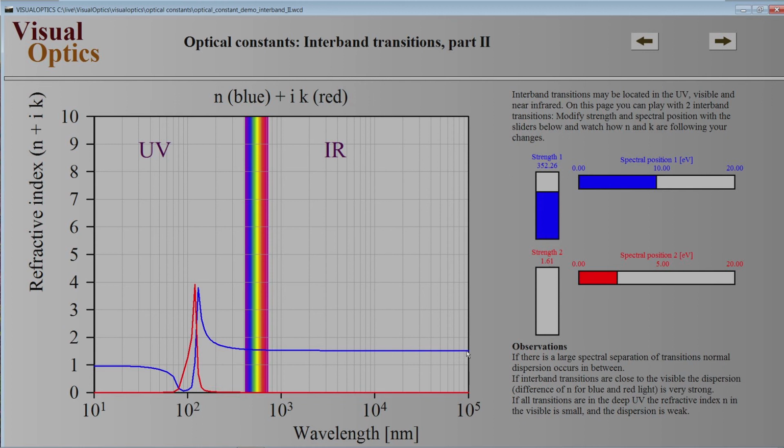almost constant, and I will now vary the strength of the interband transitions, basically the height of the K curve here, with this parameter, and we can see what kind of consequence this will have for the infrared. In the infrared we have this constant, and this constant basically is determined by the strength of the interband transition. If the interband transition is weak, the constant is almost 1. If there is a strong interband transition, we have a very high real part of the refractive index.